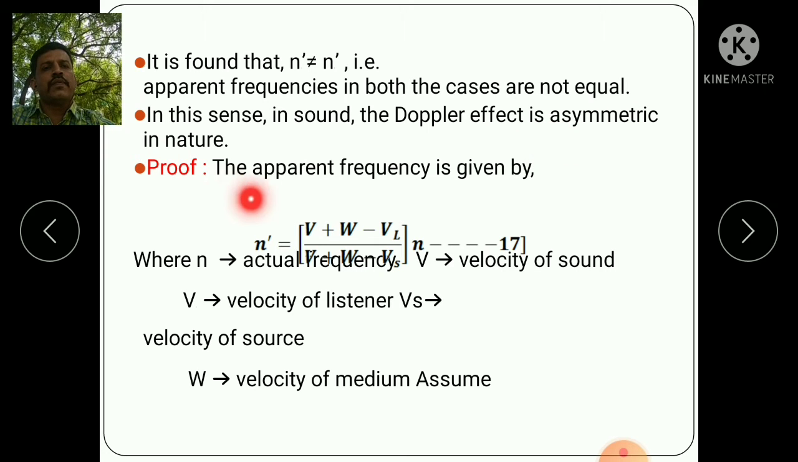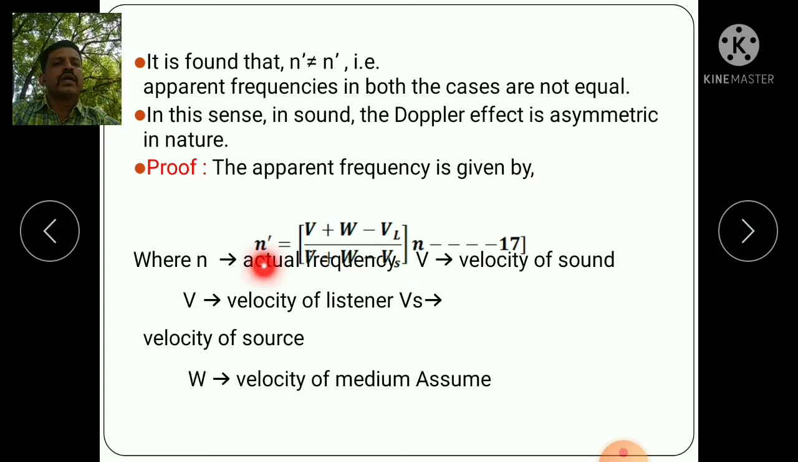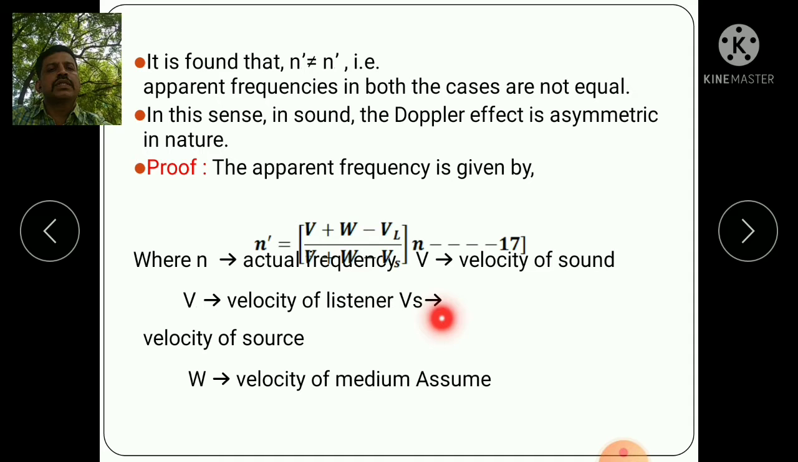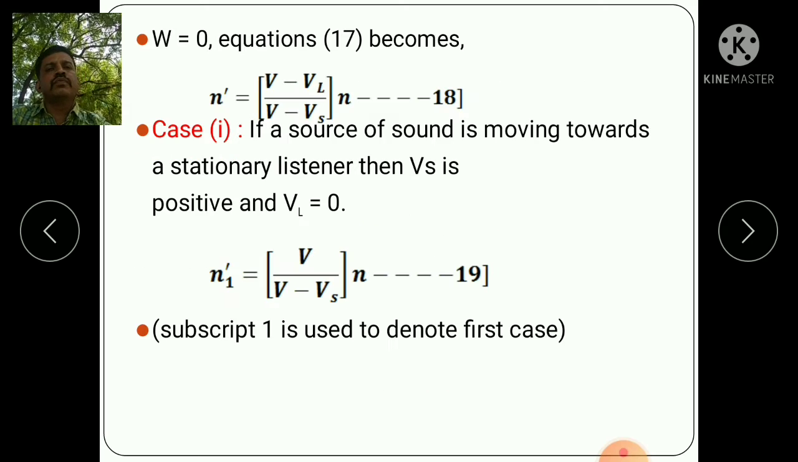Proof: the apparent frequency is given by n dash equal to (v plus w minus vl) upon (v plus w minus vs) into n, where n is the actual frequency, v is the velocity of sound, vl is the velocity of the listener, vs is the velocity of the source, and w is the velocity of the medium assumed.